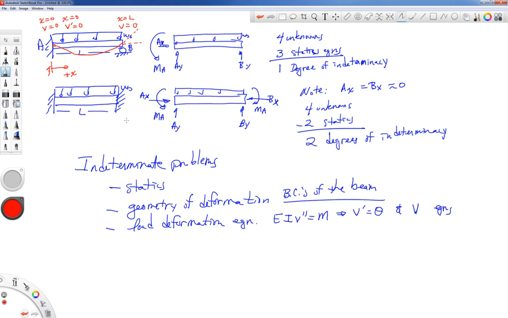For the beam that is fixed in the wall on both sides, we have 0 slope and 0 deflection. This particular deformation pattern would be symmetric, and it might look something like that. And I would write down x equal to 0, v is equal to 0, x equal to 0, v prime is equal to 0, x equal to L, v is equal to 0, and x equal to L, v prime is equal to 0.